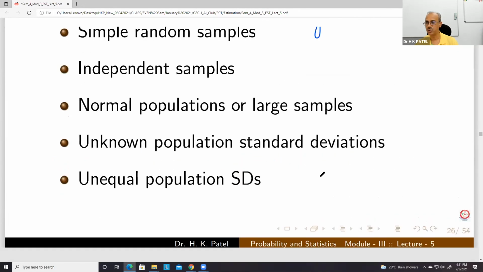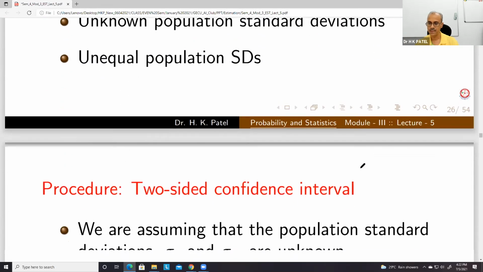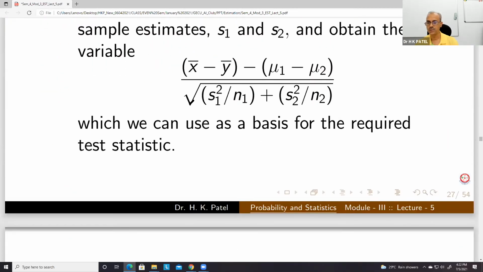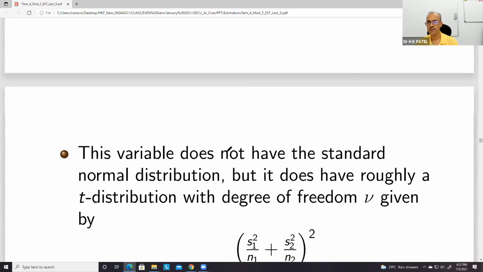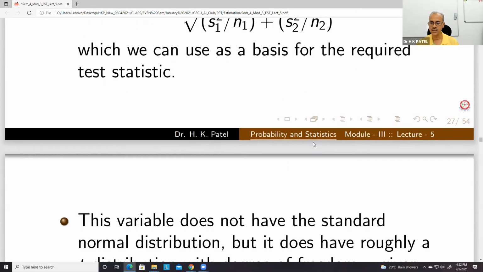Since we don't know sigma 1 and sigma 2, what we do is use S1 square and S2 square, that are sample standard deviations. And once we use sample standard deviation, then we can replace the Z alpha by 2 by T alpha by 2. So this is our statistic: x bar minus y bar minus mu1 minus mu2, over square root of s1 square by n1 plus s2 square by n2. This is again a t statistic.